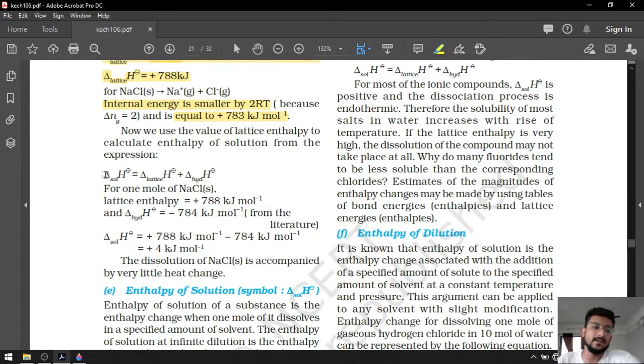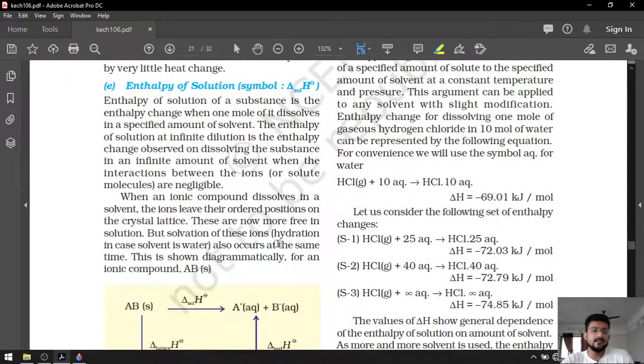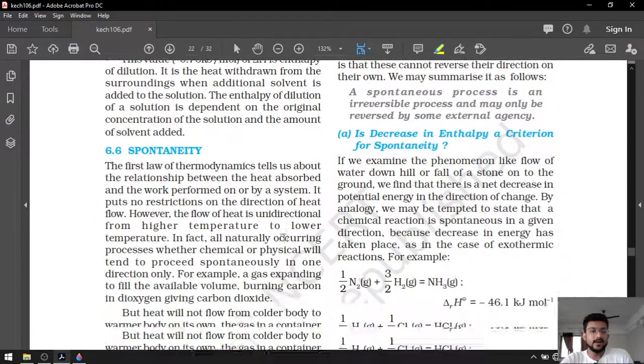Now we use the value of lattice enthalpy to calculate the enthalpy of solution. So the enthalpy of solution will be equal to lattice enthalpy plus hydration enthalpy. Remember this formula, it will be used for JEE and NEET. Now lattice enthalpy is 788 kilojoule and hydration enthalpy is 784 kilojoule. So our solution enthalpy will be only 4 kilojoule. That's why NaCl is easily soluble in water. Okay, that was all for this lecture. In the next lecture, we are going to discuss spontaneity.